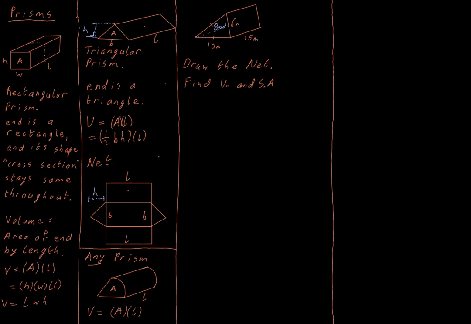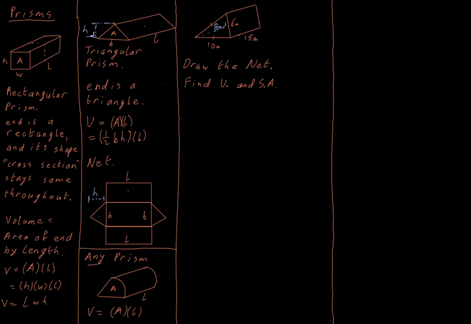And again, this is true for any prism. If we had, say, a circle on the end here and we had a length, well, we tend to call that a cylinder, but a cylinder is really just a particular prism that has a circle for its cross section or a circle for its end. But let's put this into practice with what type of shape is this?